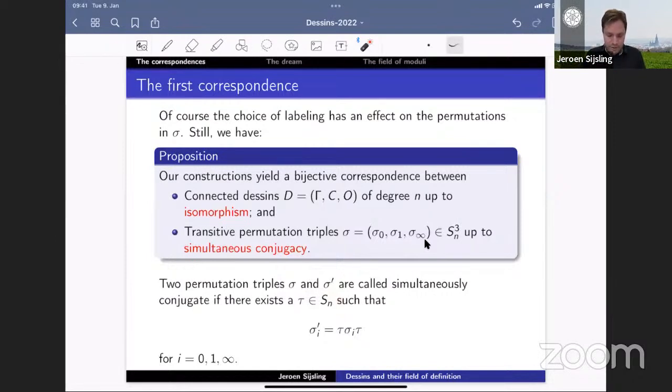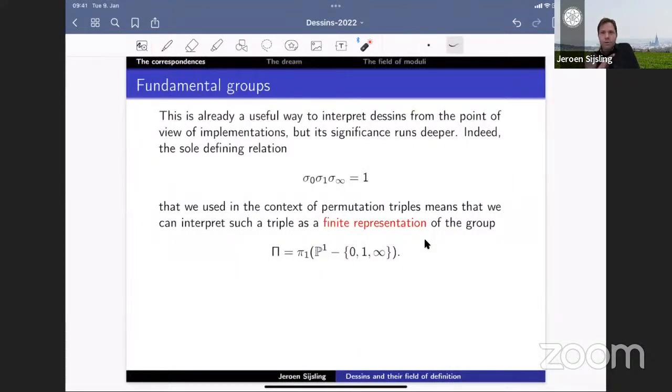That's a simultaneous conjugacy. And this is great because it makes your theory much more combinatorial. It means that you can implement things. Using these permutations, you can put your Dessins in the computer in a very easy way. But it is even more significant because you recall that there was this sole defining relation that I wanted for permutation triples, that this product be equal to 1. Now that means that I can interpret these permutation triples as a finite representation of this group pi, which is the fundamental group of P1 minus 3 points.